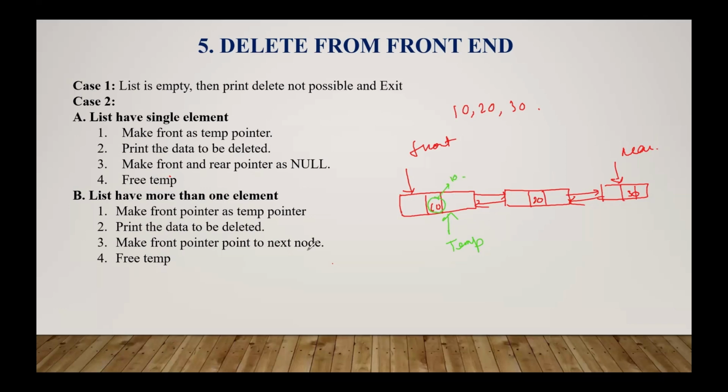Make the front pointer point to the next node. If we make front equal to front next, the front points to this node. Now we free the temp, which means we release the memory. Now the first element is deleted from the doubly linked list. Our queue elements were 10, 20, 30, and now the elements are 20, 30. So 10 is already deleted.